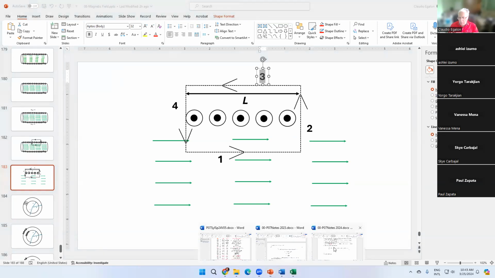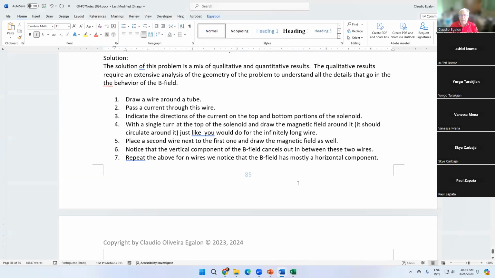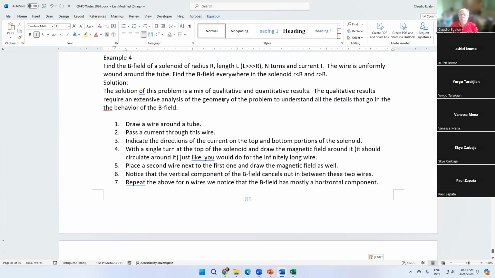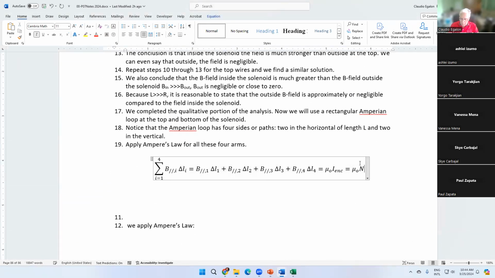So going back to the math, here you go. Magnetic field parallel to the direction of the path of the arm, along path one, along path two, three, and four. And that must be equal to the constant times the enclosed current. But the current that's enclosed is going to be the number N prime. I'm going to put N prime here, there's a reason. The number of turns times the current.